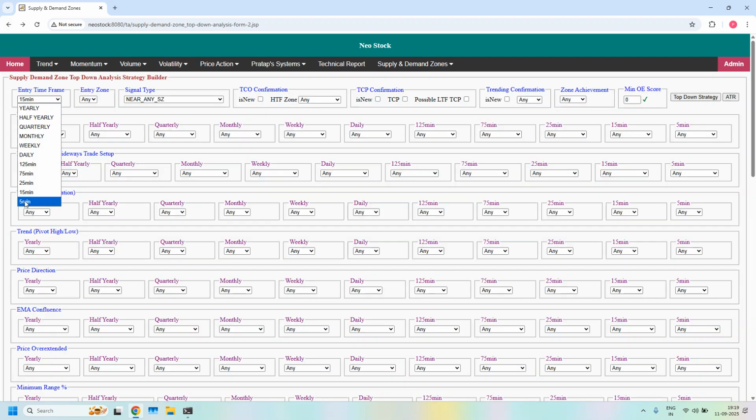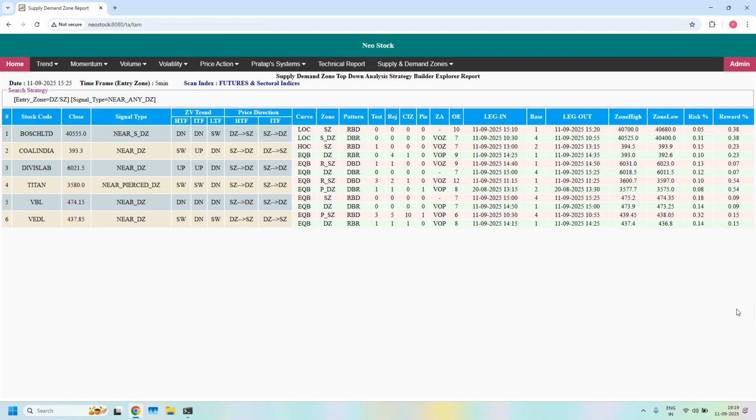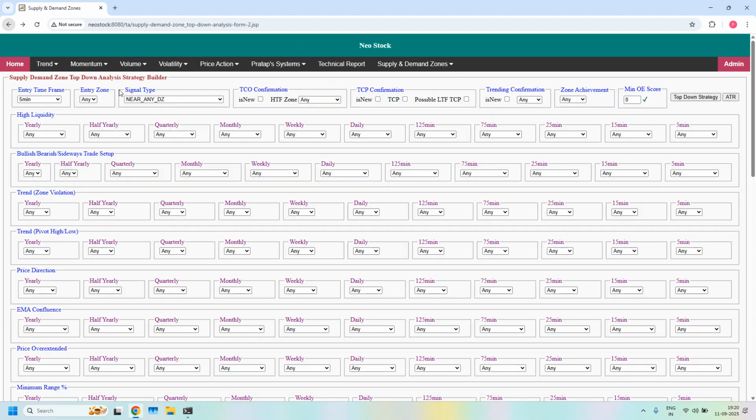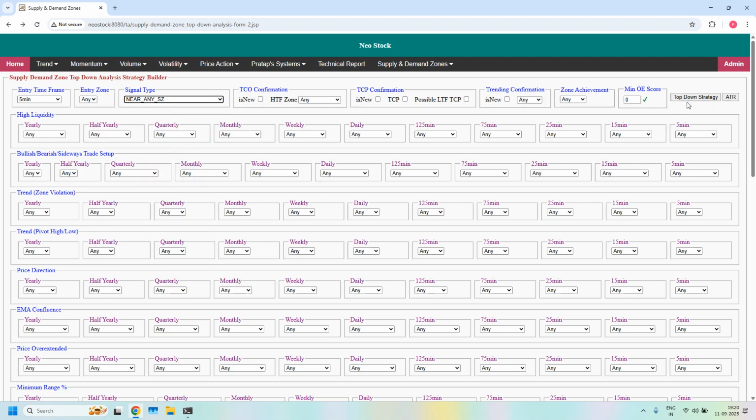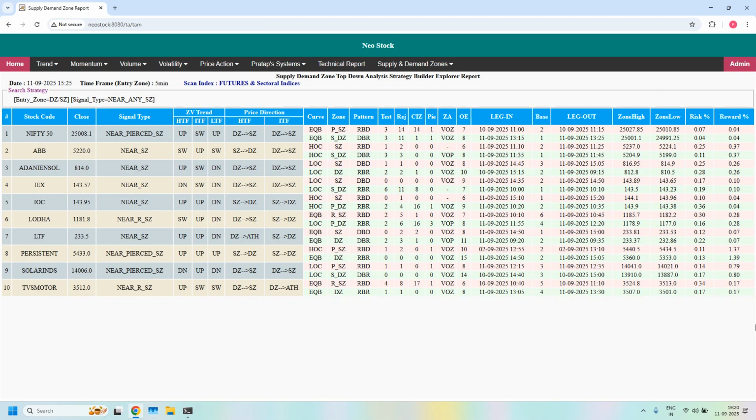Next time frame is 5 minutes. Stocks near to the 5 minutes demand zone, we got 6 stocks. Next, stocks near to the 5 minute supply zone, we got 10 stocks. So this is about stocks near demand and supply zones for different time frames.